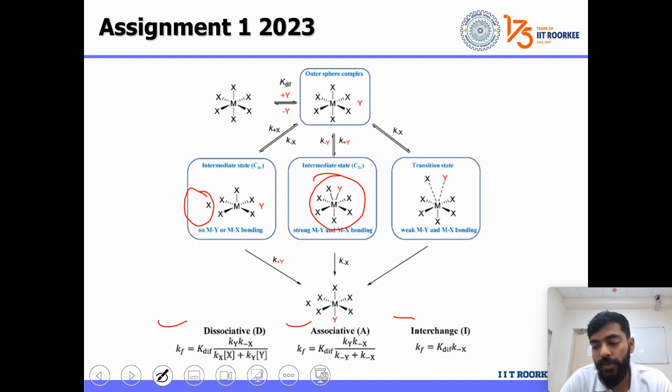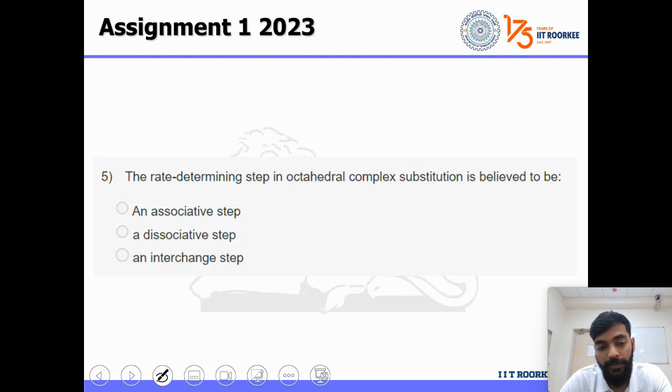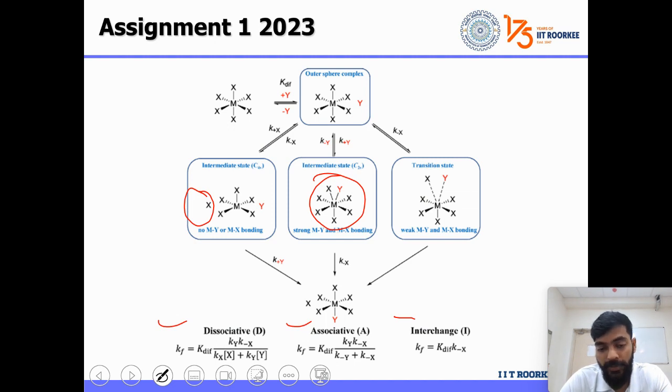The rate determining step is the slowest step of the reaction. Whenever the slowest step happens, whenever it requires energy, that means it is not going forward, we need to push it. According to me, it can be all of the three. But yes, in the references it is given as the associative step. I do not have an explanation for this.